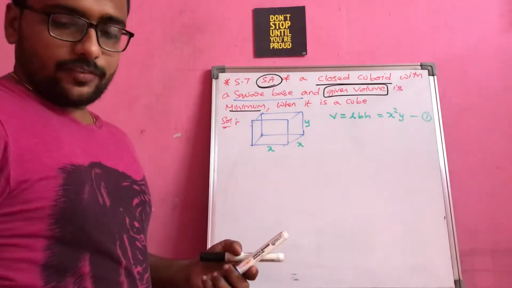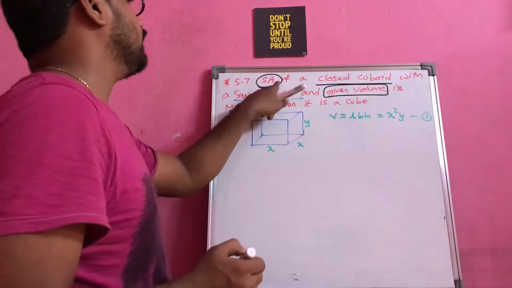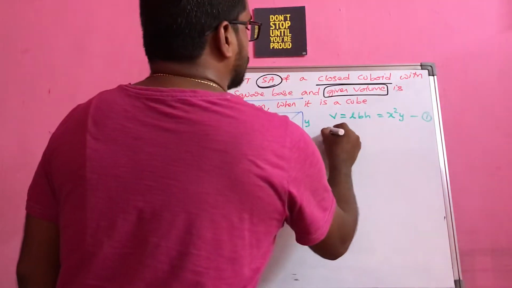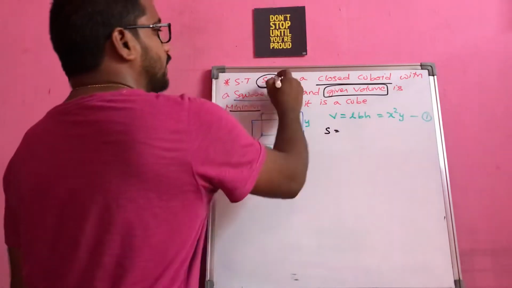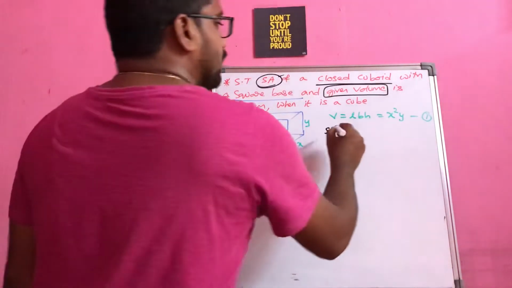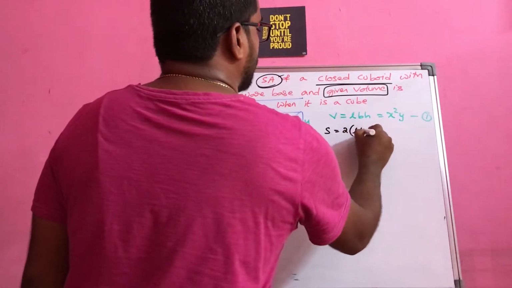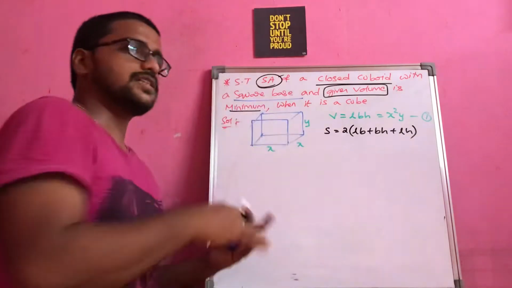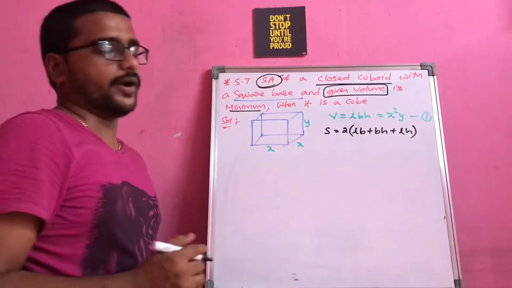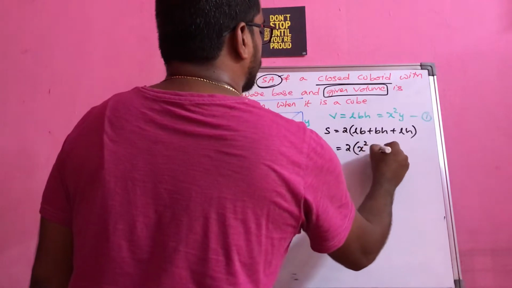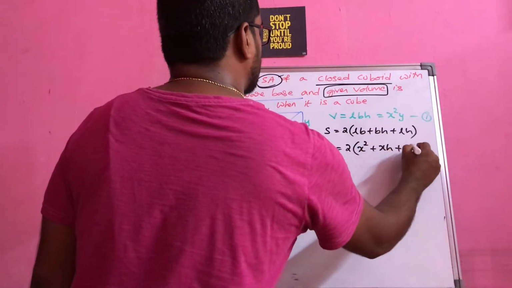And then we identified the function that has to be minimum, right? So surface area is my function, as it is a closed cuboid and it's a surface area, which means it's the total surface area. So my formula will become 2 times of LB plus BH plus LH, because all faces have to be included. It's a closed cuboid. So what you will be getting is 2 into LB means x square, plus xh plus xh.